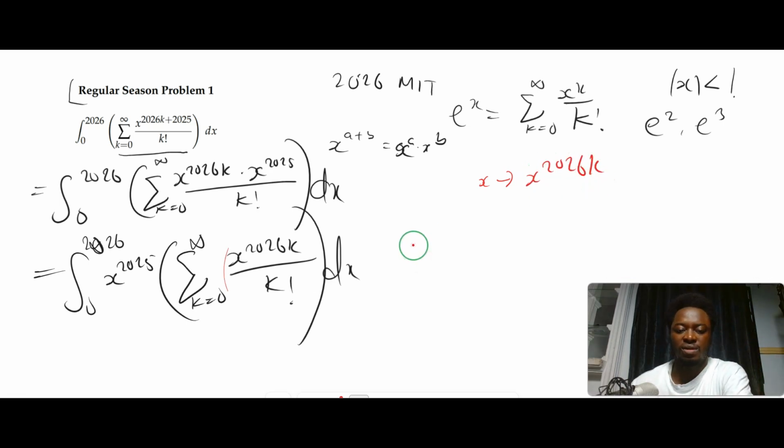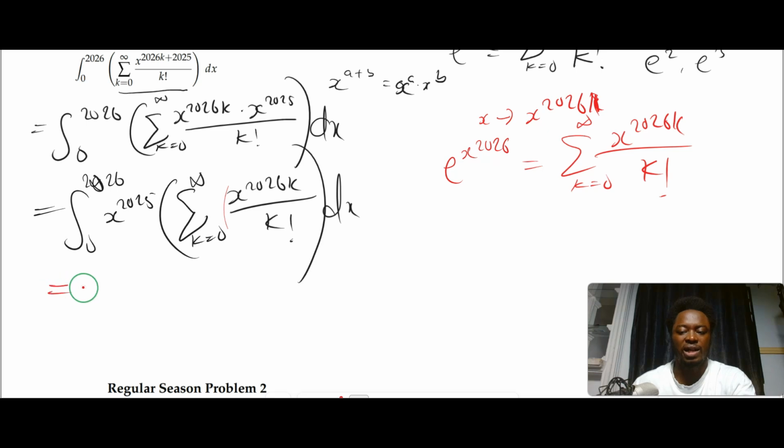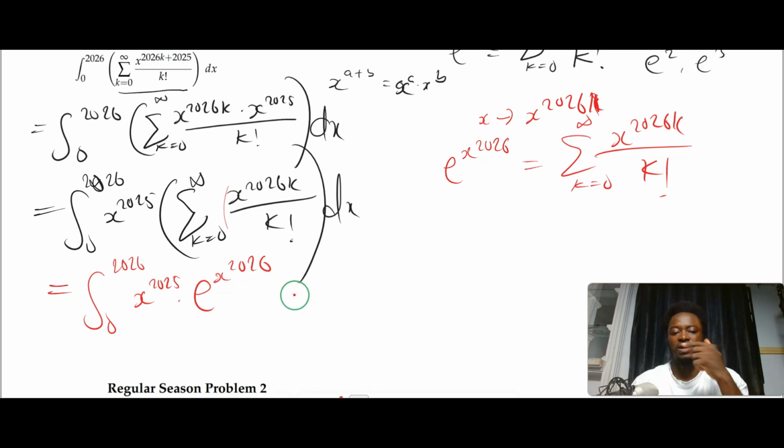So no, just x to the 2026, yes, because if you take e to the x to the 2026, it would equal just the sum as k runs from 0 to infinity of x to the 2026k over k factorial. So we could write this as e to the x to the 2026, and good things can happen here. You would obtain the integral from 0 to 2026 of x to the 2025, and then you have e to the power of what? x to the 2026. Then you have a dx.